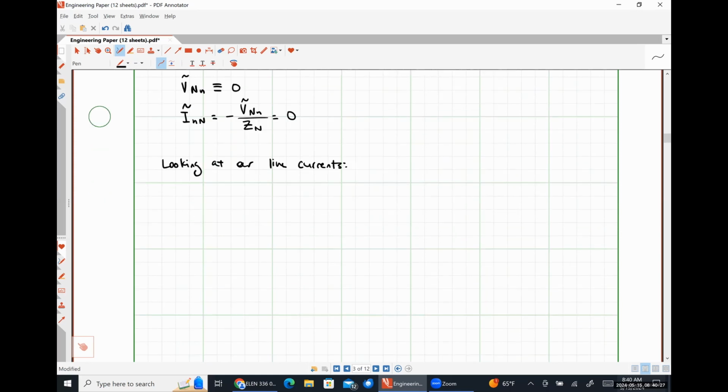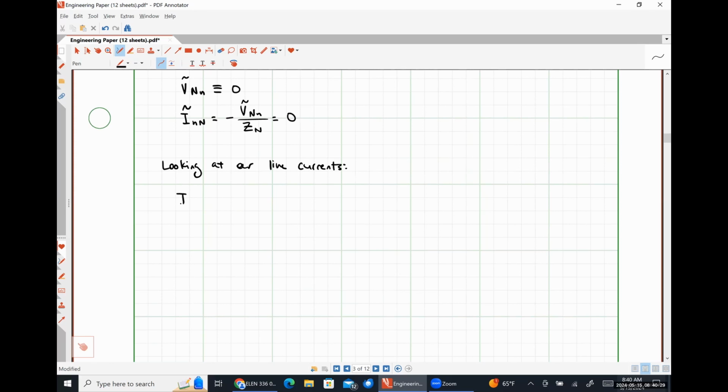Let's look at our line currents, okay? So we have a line current IAA that we originally defined as VAN minus VNN divided by ZWA plus ZYA. This becomes, in a balanced system, simply VAN divided by ZW plus ZY.